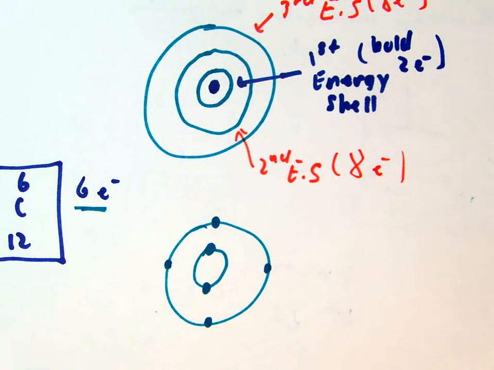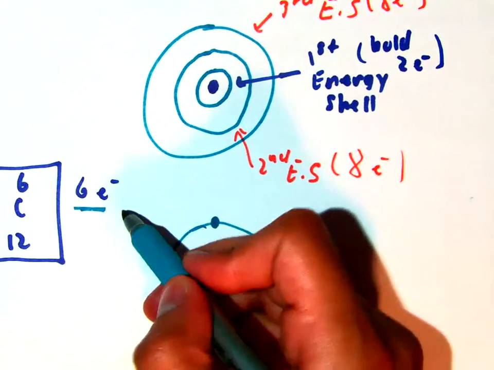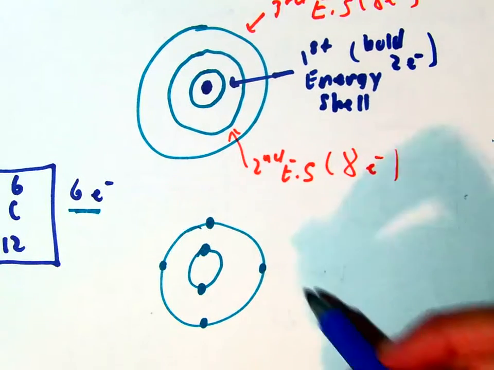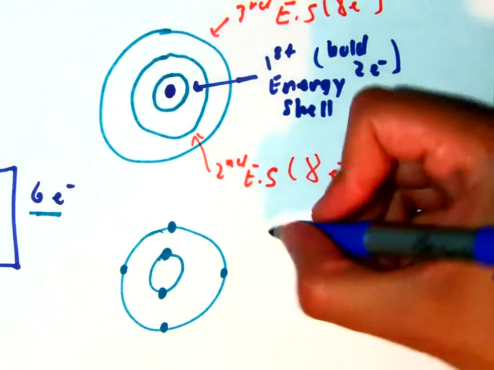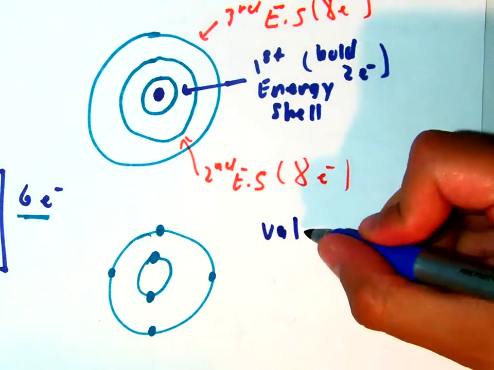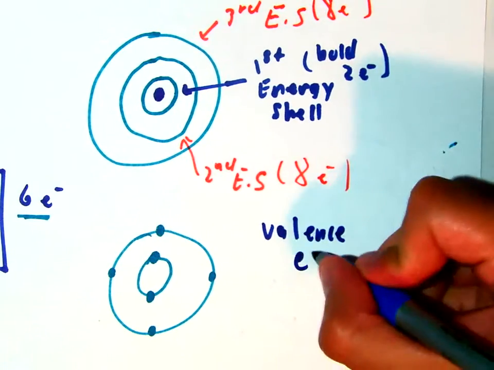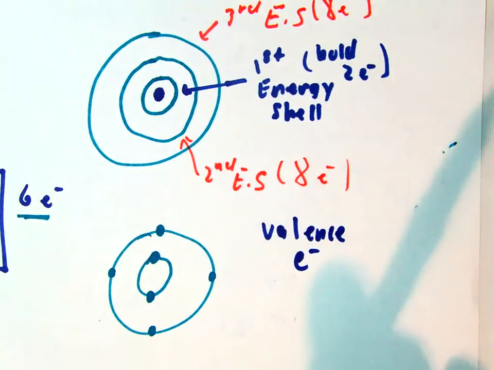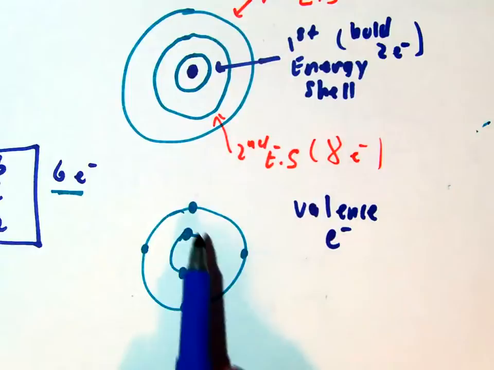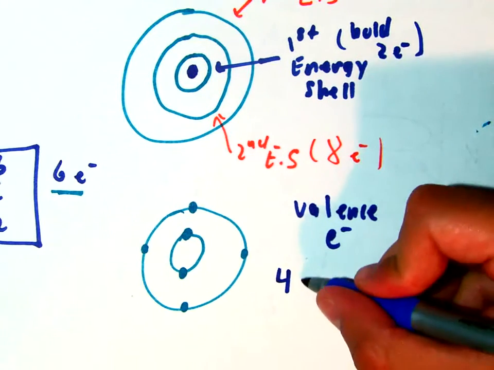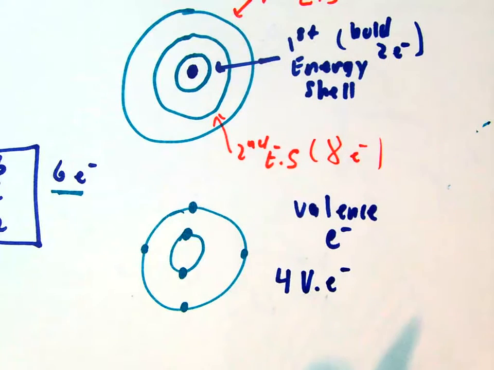Okay. Now this diagram has a total of 6 electrons. But now I'm going to introduce a new vocab word. So this new vocab word is called valence electrons. The valence electrons are the electrons on the outside shell, that last shell. Well, in this case, this is my last shell. So how many do I have? 1, 2, 3, 4. So in this, carbon has 4 valence electrons.